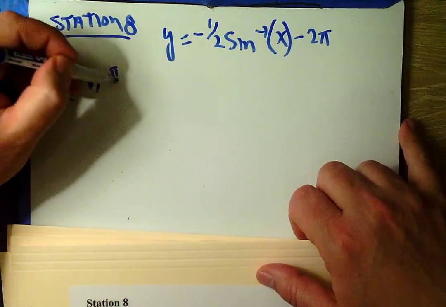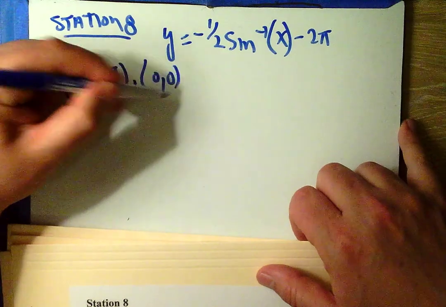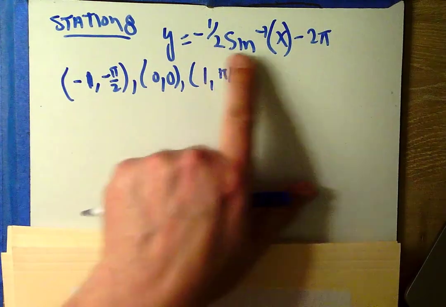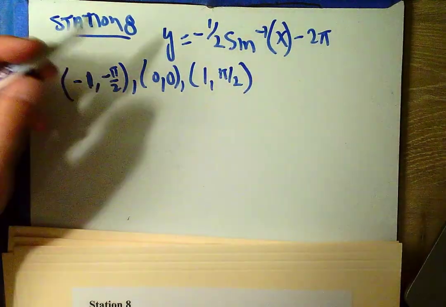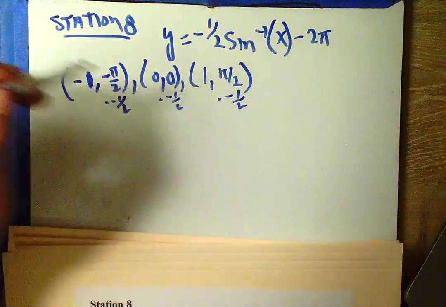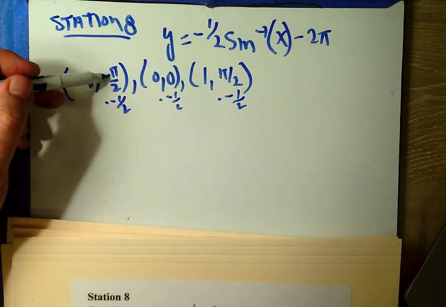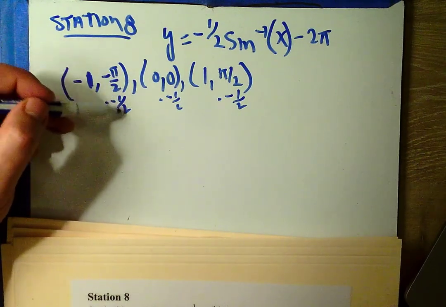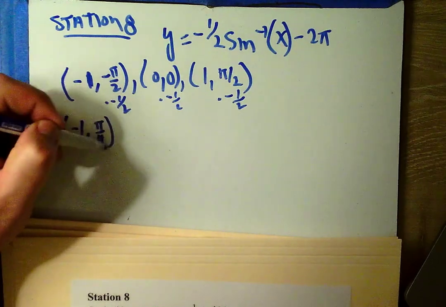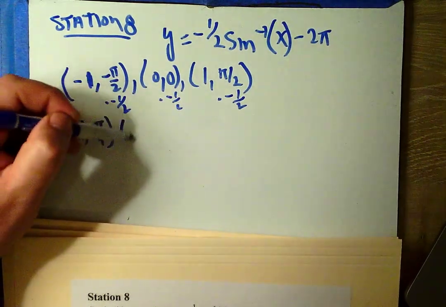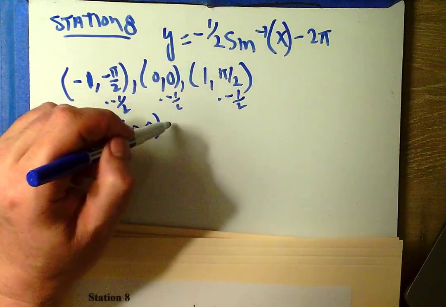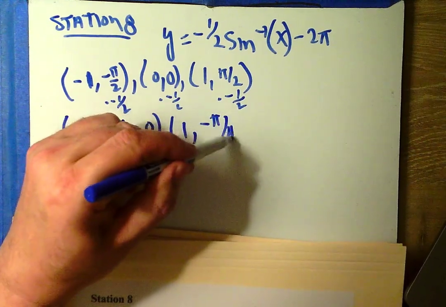Negative 1, negative pi over 2, 0, 0, and 1, pi over 2. So remember, with y transformations, we follow PEMDAS, so I multiply all the y's by negative 1/2. Okay, so negative times negative is positive, and pi over 2 times 1/2 is going to be pi over 4. And here, 0 times that is still 0. And here, when I multiply by negative 1/2, I get negative pi over 4.